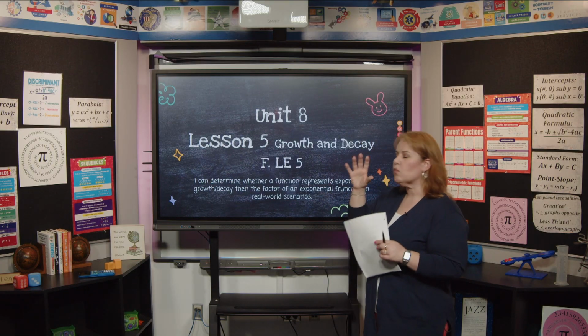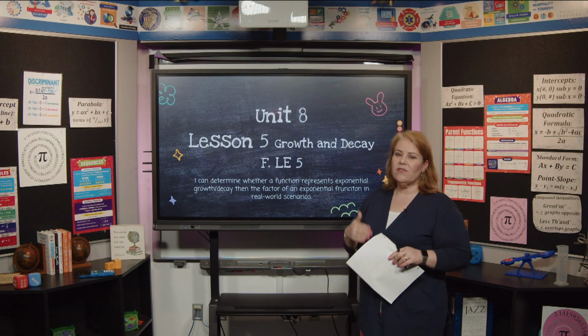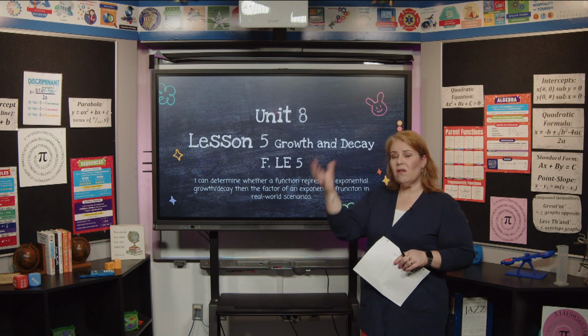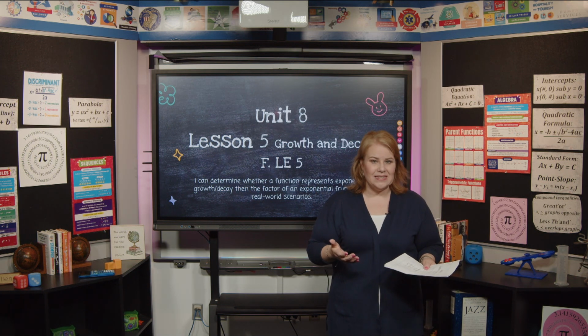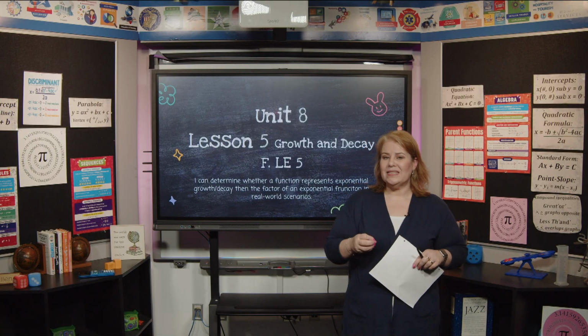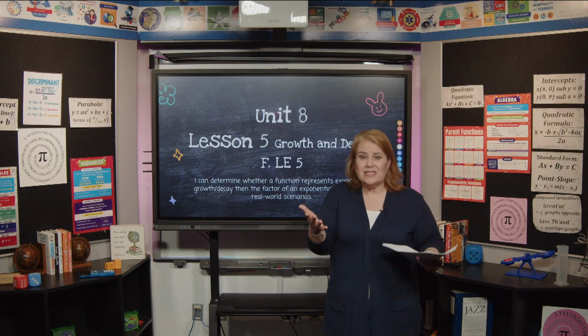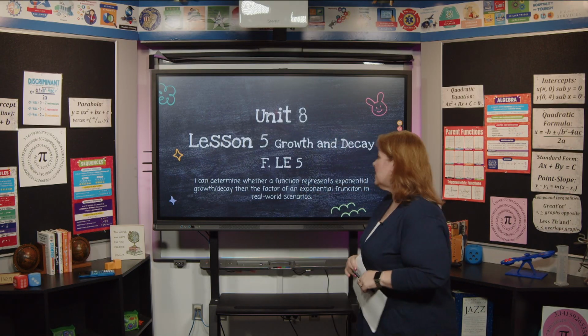I want us to make sure that we're really reading over these different problems because, like I said, not only are you seeing this in Algebra 1, we are also seeing this in our biology classes. So make sure you're paying attention because some things you see here you may see in other classes. So let's go ahead and look.